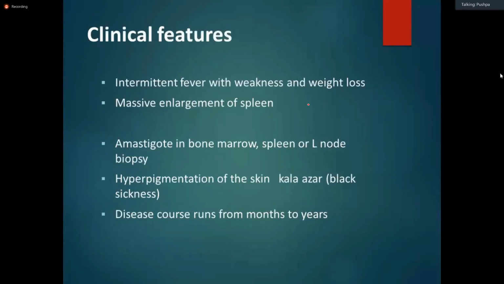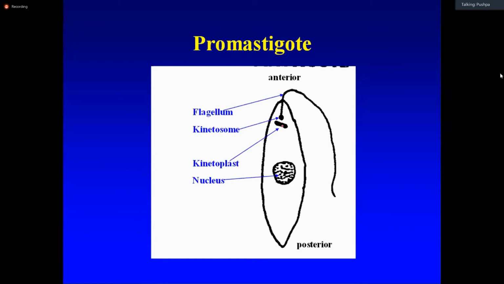Clinical features: intermittent fever, weakness, weight loss, and massive enlargement. In visceral leishmaniasis, there is massive enlargement of the spleen. The promastigote is shown in a diagrammatic way: nucleus, kinetoplast, flagellum.